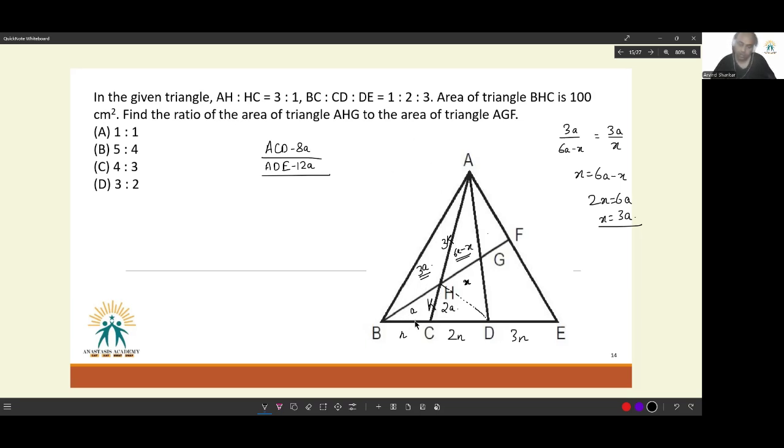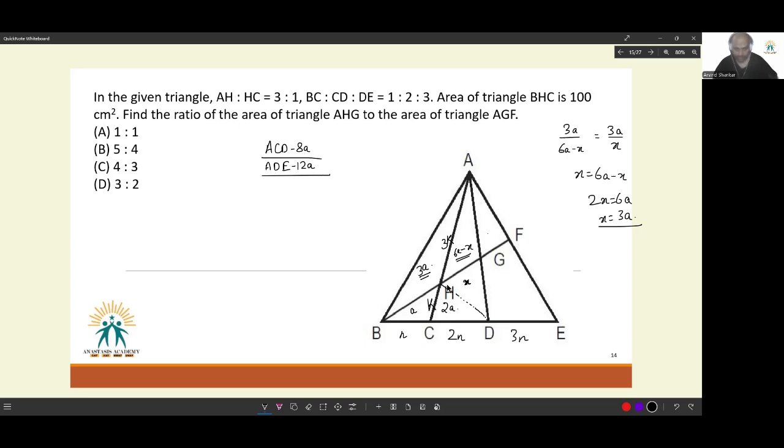First, the area of BHC and BAH will be in the ratio 1:3 because the bases are in the ratio 1:3. Then I figured out ACD will have an area of 8A and ADE will have an area of 12A, because when the base is 1 and height is up till A, we get an area of 4A. So when base is 2, we get an area of 8A. When base is 3, we get an area of 12A.